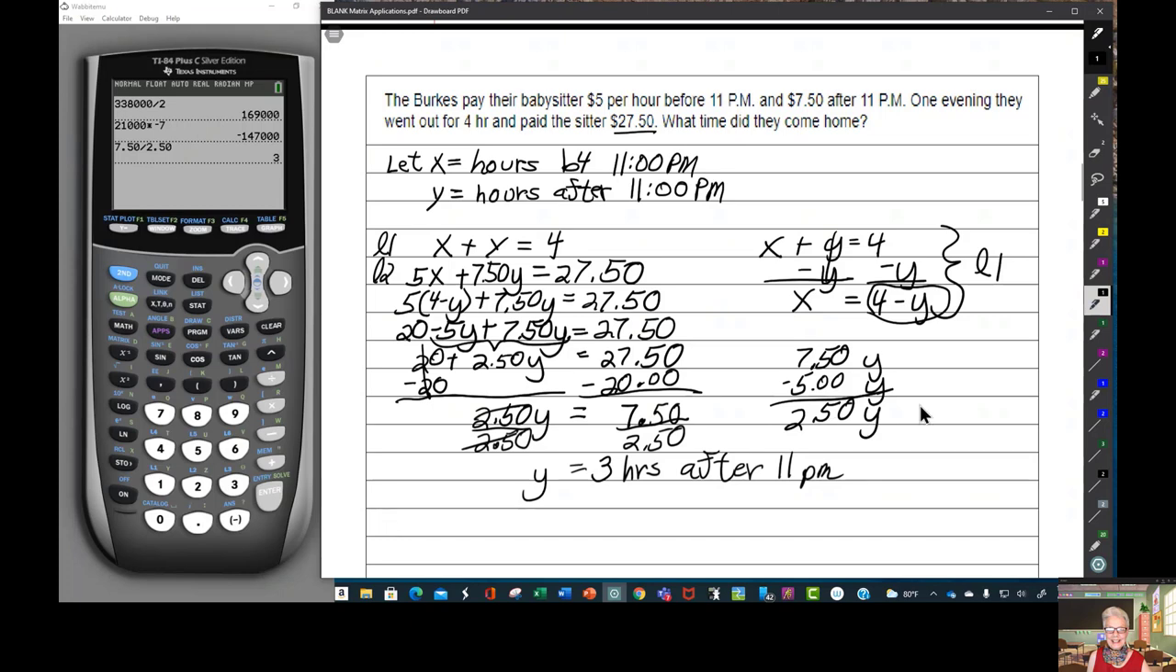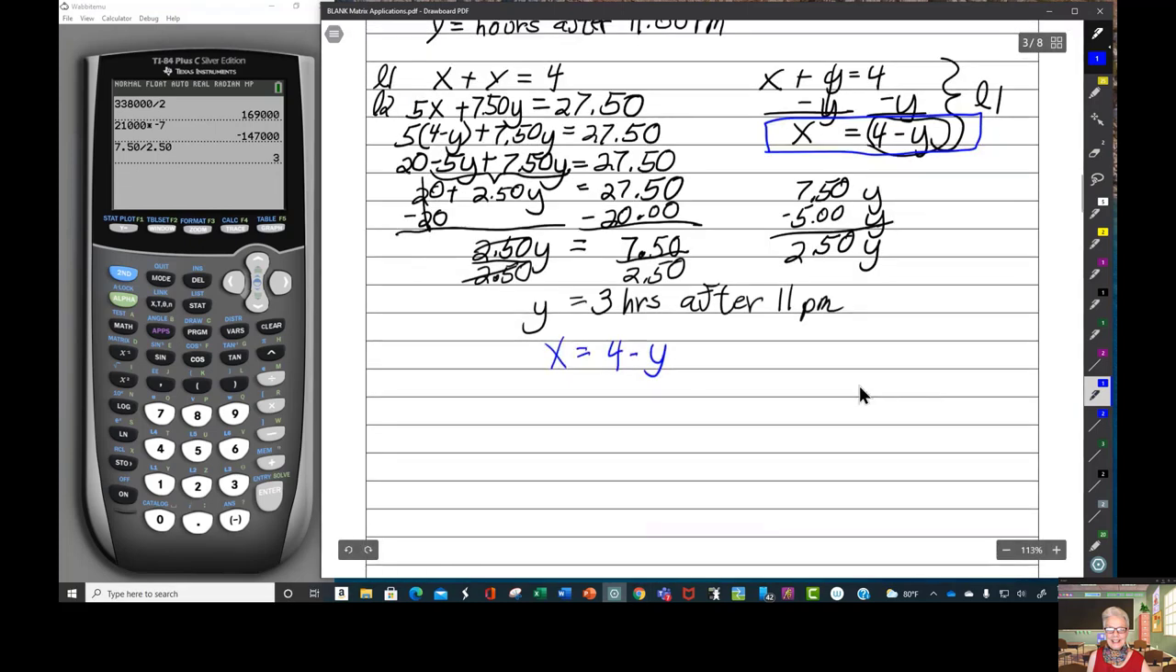Okay. So now we have to figure out what x is. The good thing about substitution is that this substitution equation tells you what x equals. x equals 4 minus y. Actually, I don't need to know x at all though, do I? But let's do it anyway. x equals 4 minus y, equals 4 minus 3, equals 1. We don't have to know that.